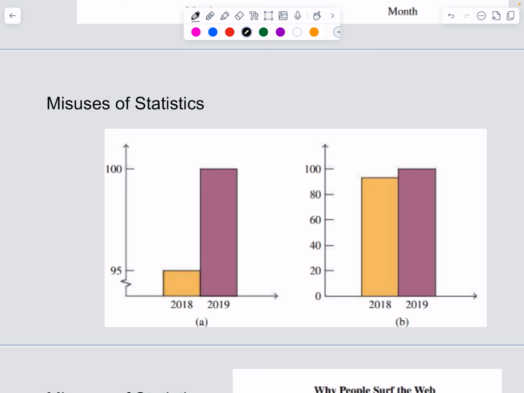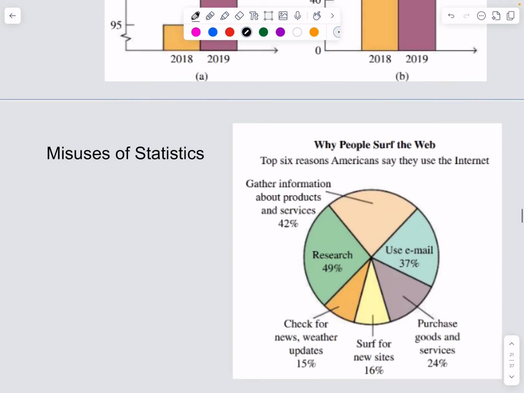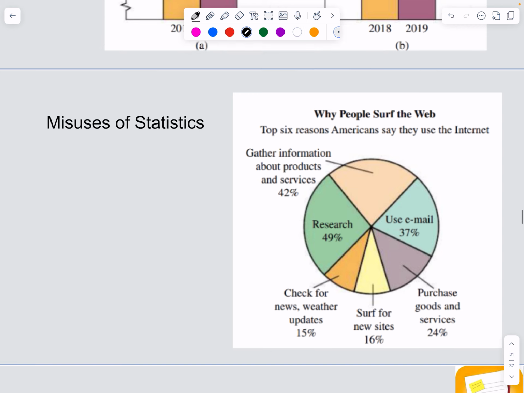So when you are given visuals of data, be wary. Know what you're looking at. Interpret it correctly. Read what the data is even telling me. I can see one of them goes from 95 to 100. Well, yeah, it looks like a lot of growth, but it's only showing me 5. So just be aware.